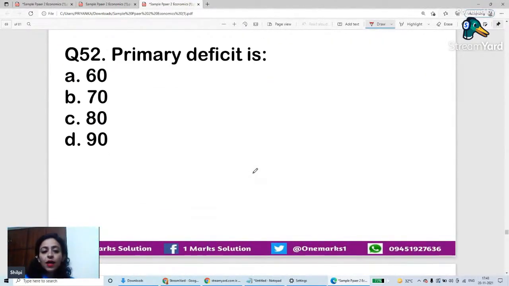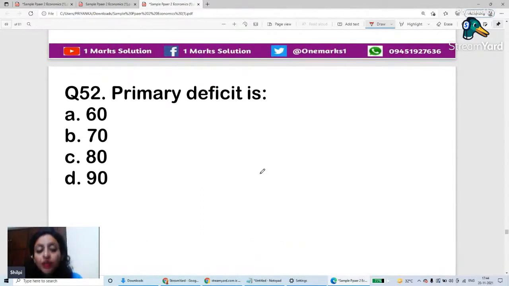In question 52, what do we have to find out? Primary deficit. What is primary deficit? The formula is fiscal deficit minus interest payments. So in this, fiscal deficit we have already calculated, which was 75, equal to the borrowings, and interest payments are given 15 in the question. So 75 minus 15, 60 is the correct answer. So option A is the correct answer.